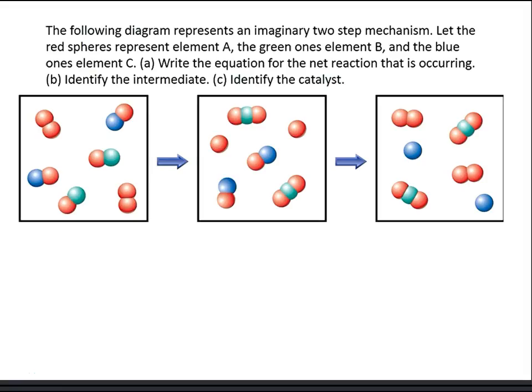Here's a fourth problem. The following diagram represents an imaginary two-step reaction. Let the red spheres be A, the green ones are B, the blue ones are C. Write the equation for the net reaction that is occurring, identify the intermediate, identify the catalyst. This one's a little bit different than some of the ones we've been looking at. These boxes represent the steps, okay? So there's a first step that goes from box 1 to box 2, and then a second step goes from box 2 to box 3. So these boxes represent the reaction.